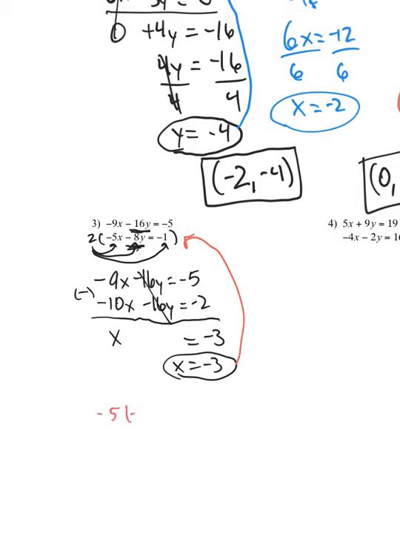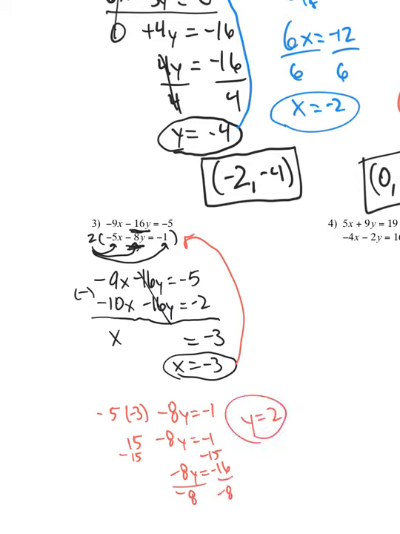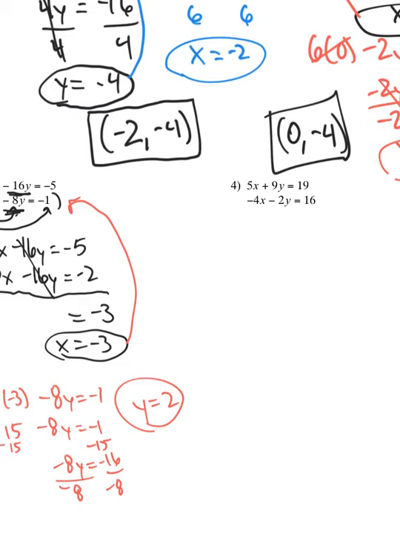-5, I'm substituting -3 for x. So that's a positive 15. Subtracting 15, -8y equals -16. Divide by -8, and you're going to get y equals a positive 2. So your solution, your ordered pair, is -3, positive 2. So there's 3 elimination examples.